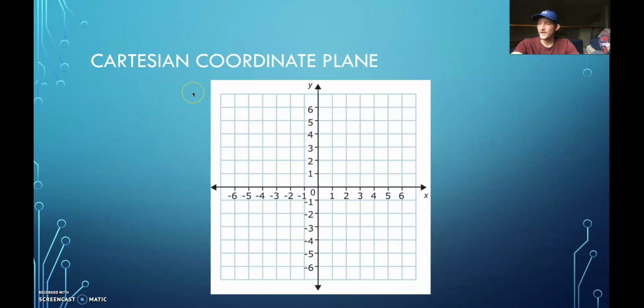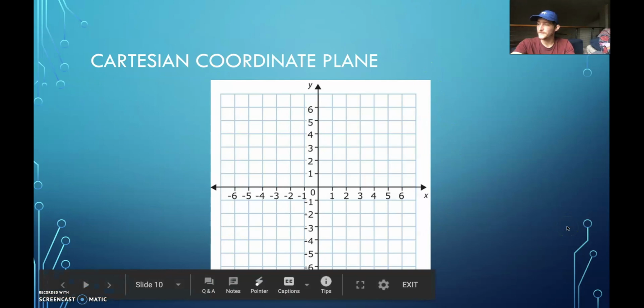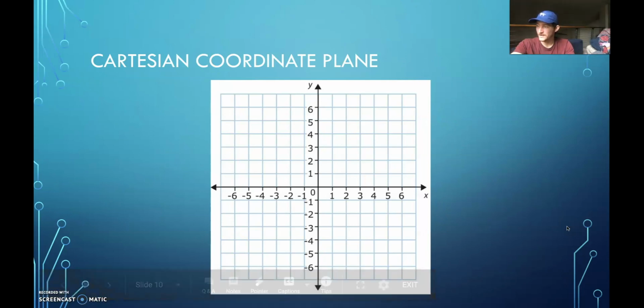All right, now, how we're going to graph is we're going to use the Cartesian coordinate plane. So it's kind of a complex word, but this is the Cartesian coordinate plane. And it really has two axes, just the x and the y axis, that help us to plot a linear function.